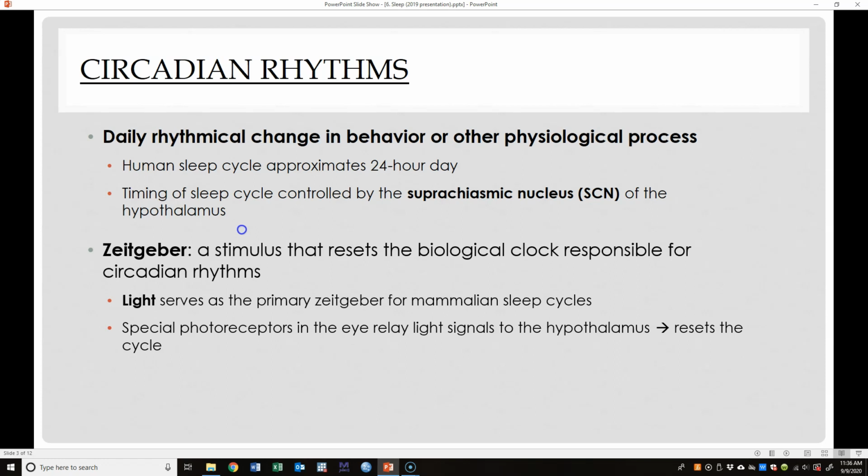Another thing we need to be thinking about is something known as a Zeitgeber. I've been criticized on my German. I don't speak German, but if we're thinking about Zeitgebers in terms of our sleep or our circadian rhythms, this is going to be some type of stimulus that resets our biological clocks and manages that waxing and waning cycle.